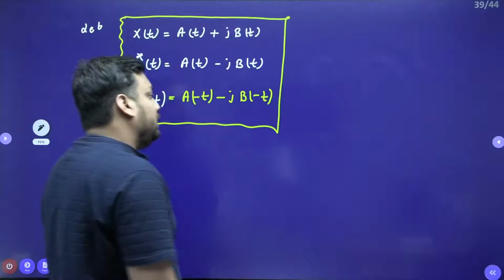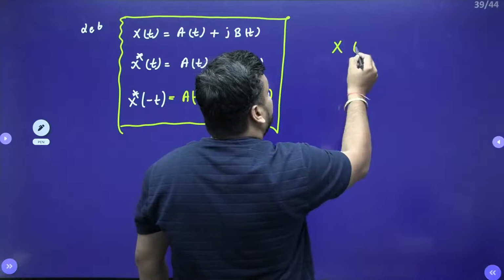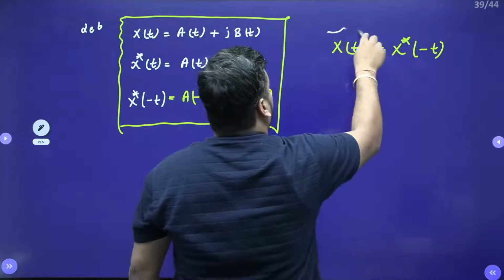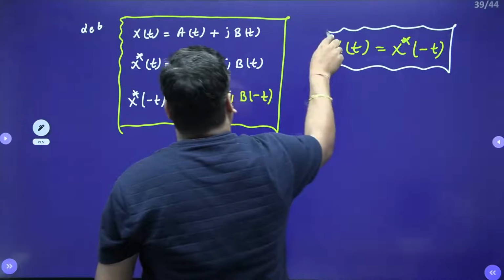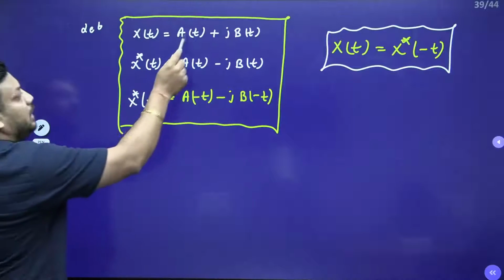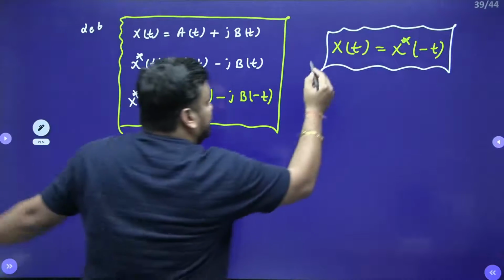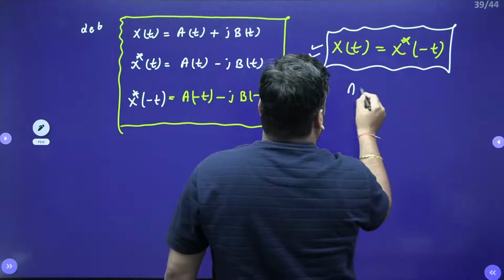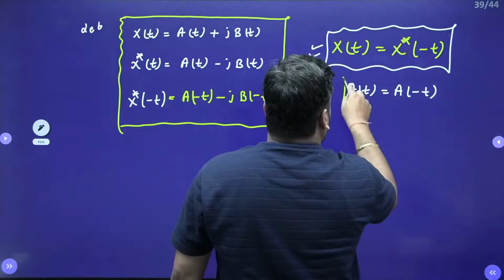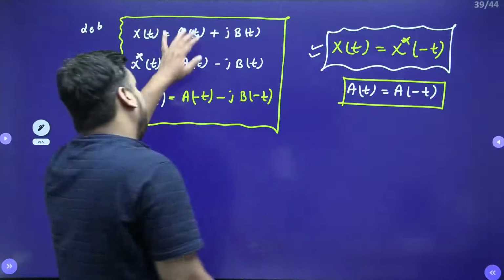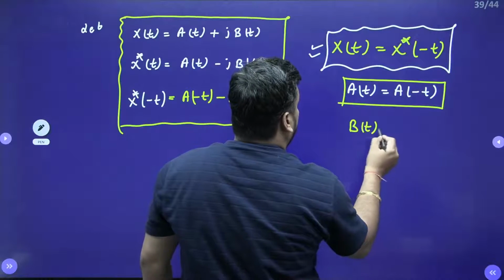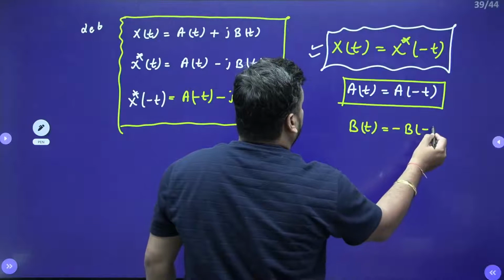Now student, to make the signal conjugate symmetric, it must satisfy this condition, x(t) equal to x conjugate of minus t. It means a(t) should be equal to a(minus t), and b(t) should be equal to minus b(minus t).